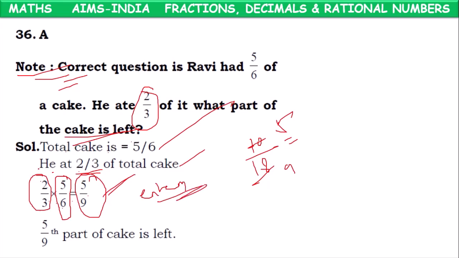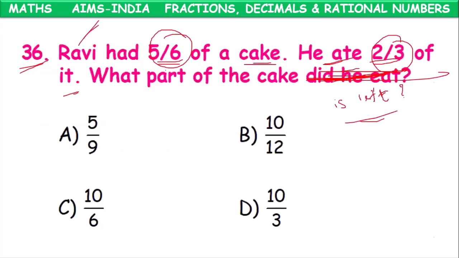Out of 9 parts, 5 parts were eaten by Ravi. So how much part is left? 4/9 part of the cake is left. Here the 4/9 option is not there. Please change the option to 4/9. So 4/9 is the correct option.